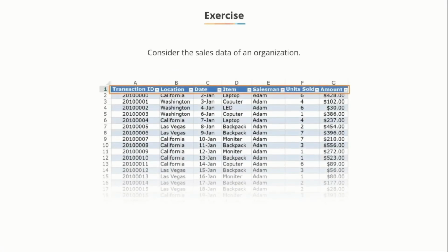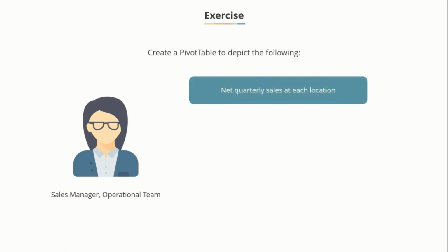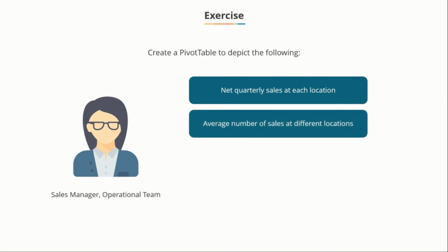Consider the given organization sales data, which includes the following data fields: transaction ID, location, date, item, salesman, units sold and amount. You are the sales manager of an operational team in the organization. You're required to create a pivot table, which depicts the following: the net quarterly sales at each location, and the average number of sales at different locations.